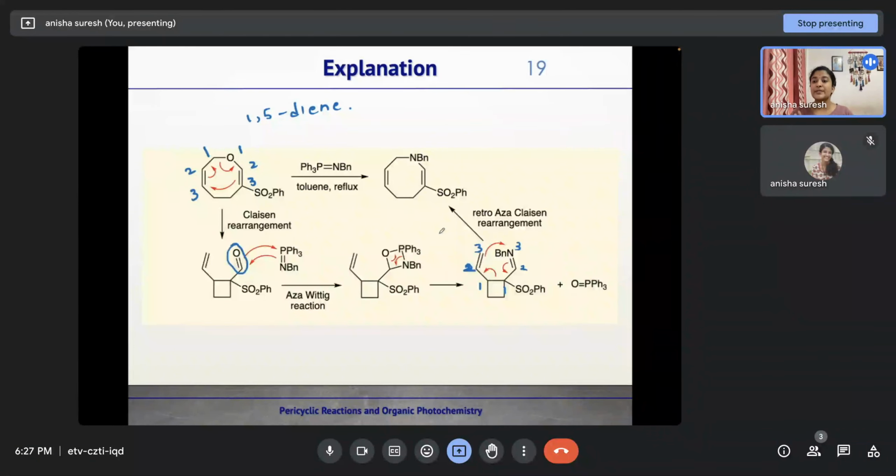So it is involving 2 sigmatropic rearrangements. One is a Claisen rearrangement and the other one is a retro-aza-Claisen rearrangement. Okay, and in between, after this carbonyl is free, it will undergo a Wittig reaction, which is shown in 2 steps. First leading to formation of this 4-membered intermediate and then elimination of phosphine oxide, leading to formation of this precursor for the retro-aza-Claisen rearrangement. Clear?